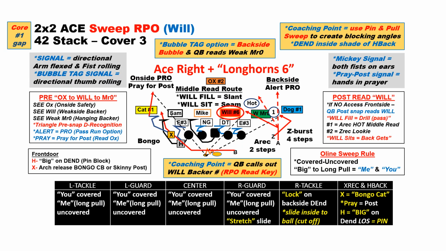If you're more of a gap blocking team, again, number one core for gap schemes is our sweep pin and pull, giving us more of a Wing-T flavor. Again, rules all stay the same. We get the natural rub on the backside Mickey route, and the quarterback still reads the Will. Again, you have the ability to use the bubble tag here, and now quarterback will simply read the weak Mr. Zero.